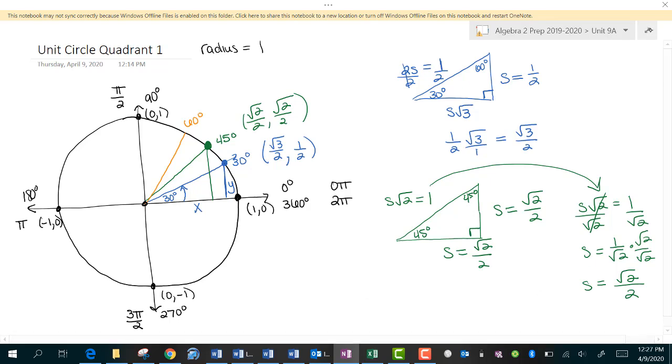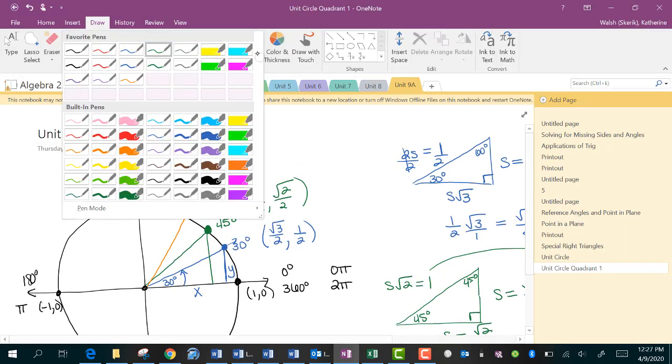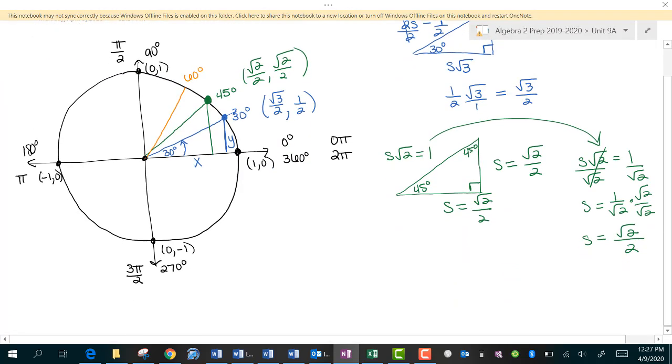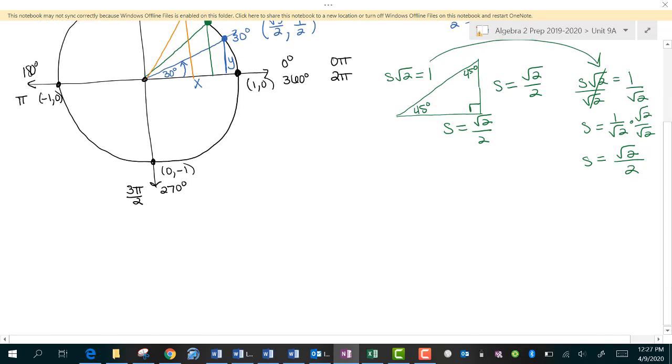Okay, so my last one, that 60-degree angle. So I'm going to grab my orange marker here. So again, I have a triangle here. And I know that this angle here next to my origin is 60 degrees. Here's my 90, and that means this is my 30. My hypotenuse has to be equal to 1.